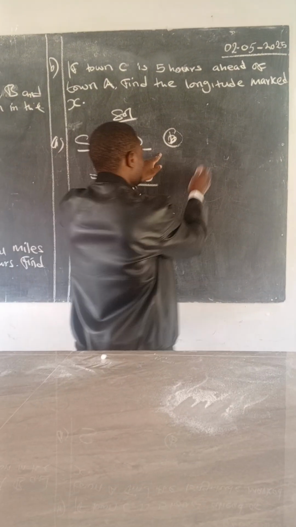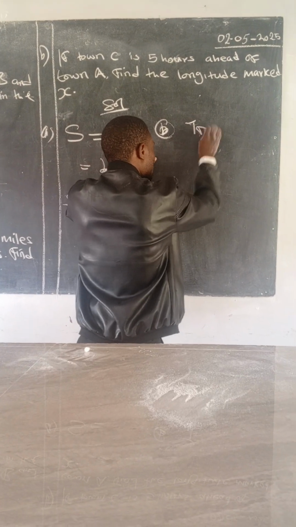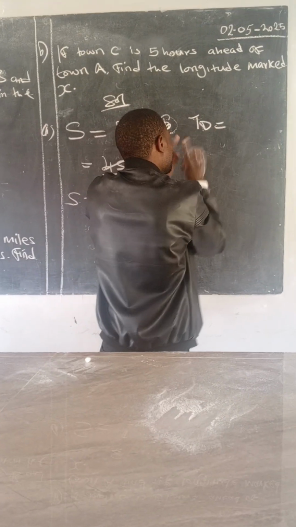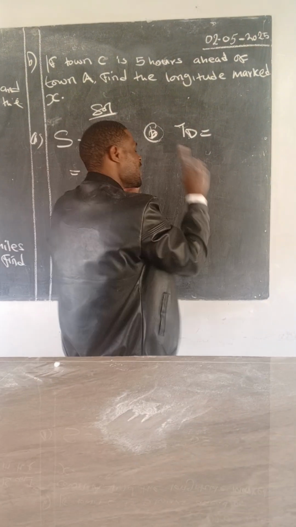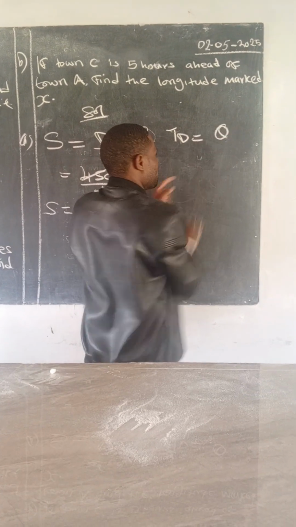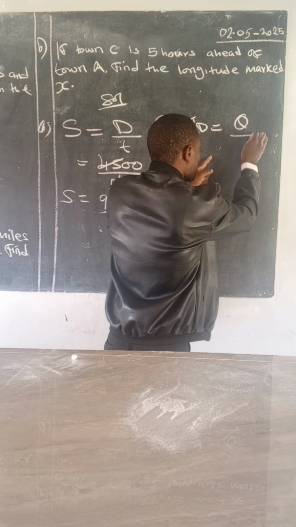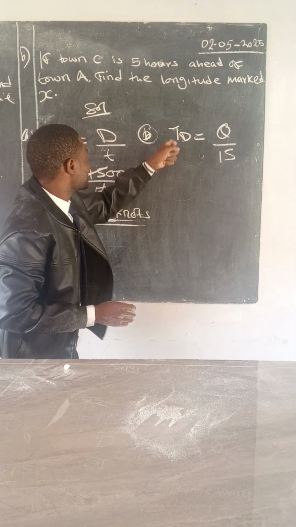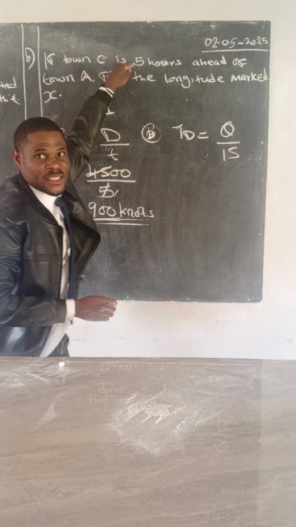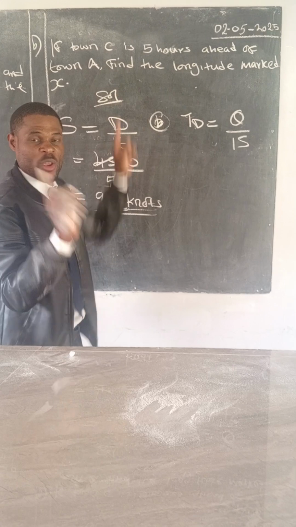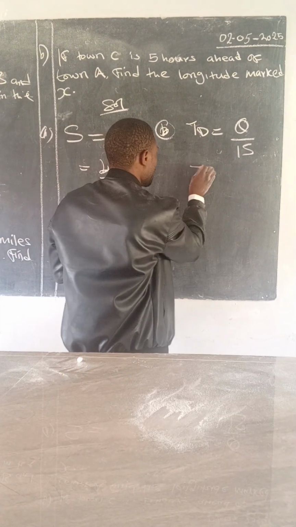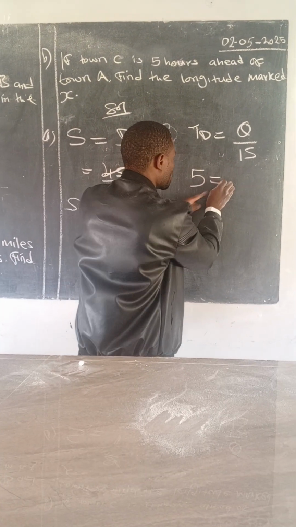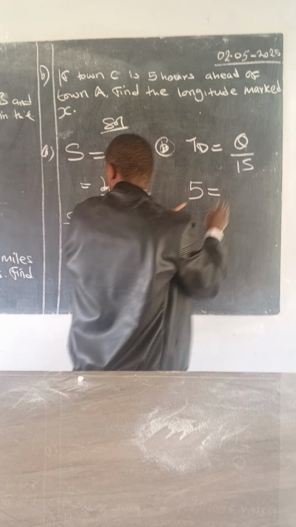So now you say the time difference is equal to the difference between the two longitudes, which is represented by theta, over 15. Now, what was the time difference? The time difference was 5 hours between the two towns. So now you say 5 is equal to the difference in longitude over 15.